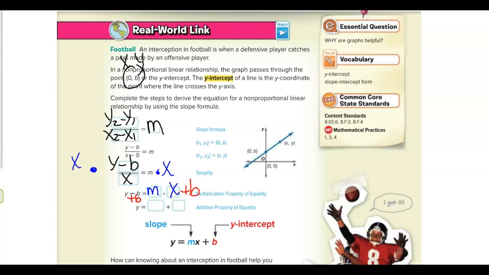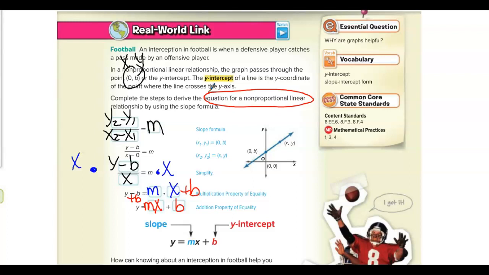That leaves me with y equals m times x plus b. So now you have your equation for non-proportional linear relationships. I have my y equals whatever my slope is times x, which is given, plus that y-intercept where it crosses that y-axis. Questions on that?